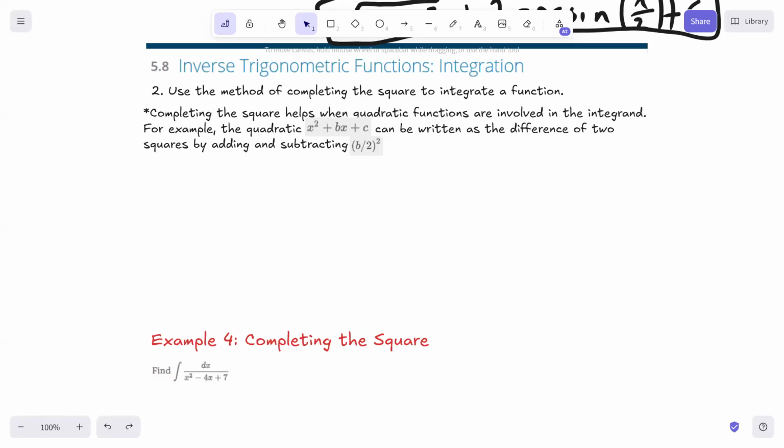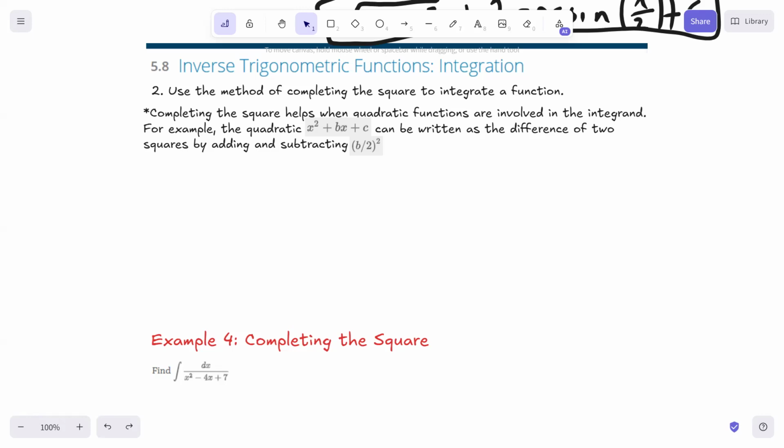All right, guys, we're back with section 2, or part 2, of our unit on inverse trig function integration. We're going to talk about completing the square. Sometimes when you have a quadratic function involved in the integrand, it can be helpful to complete the square on it so you can continue integrating.